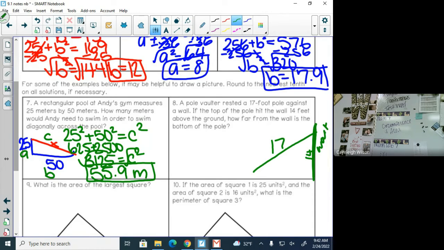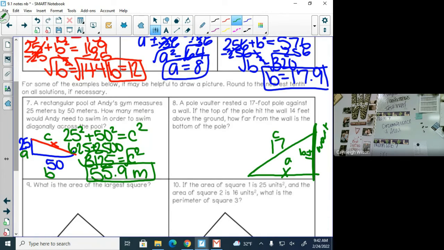How far from the wall is the bottom of the pole? Look at those pictures. They just help so much. Why did I put that? Because it's asking me how far from the wall is the bottom of the pole, so I know that's what I'm finding. Then I'm going to go back and label A, B, C. This is the hypotenuse, so it's clearly going to be the C. One side length is 14, the other side I don't know, so I'll just call them A and B.